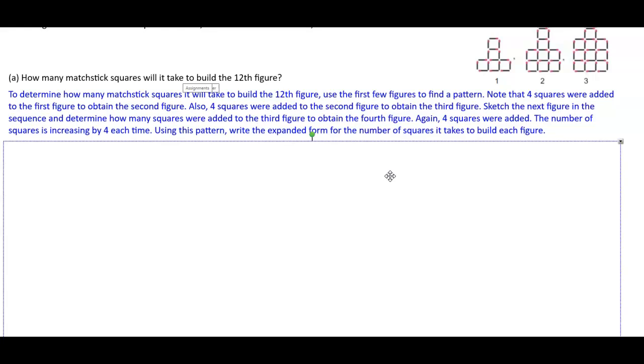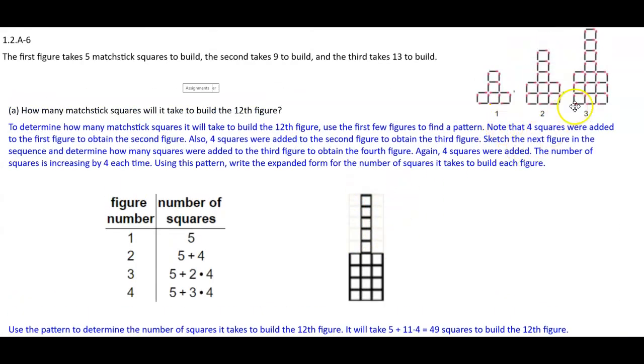And then using this pattern, we want to write the expanded form for the number of squares it takes to build each figure. If we look at the third one, then this becomes the fourth one, so what we're doing is adding 4 more squares. So here's our figure number. The first figure has how many squares? Well, it has 5 squares. For the second figure, we have 5 plus 4. The third figure is 5 plus 2 times 4. And then the fourth figure is 5 plus 3 times 4, which is 17.